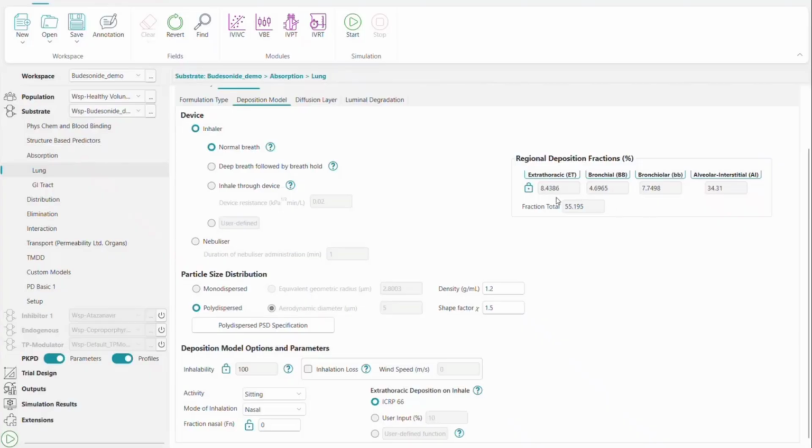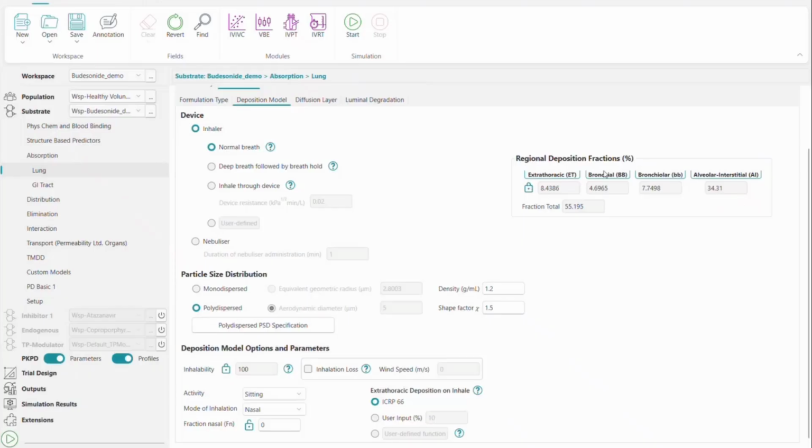So we see the fraction total is 55%. That means 45% is being exhaled, and is predicted to be exhaled. But there's actually an imaging measurement for budesonide, and that fraction is more like 0.2% in the study. So this is over prediction of exhalation. And also in that study, they measured what was deposited in the extrathoracic region as more like 76%. So we're getting this under prediction of what's deposited in the extrathoracic region.